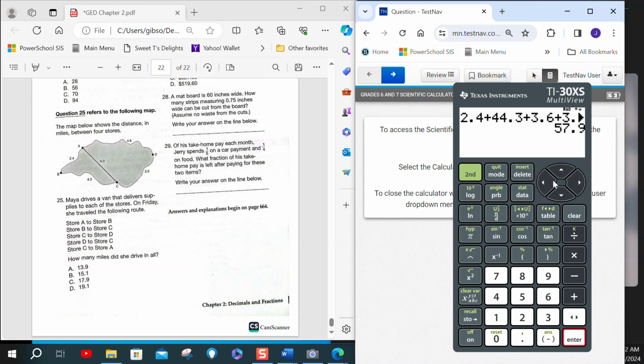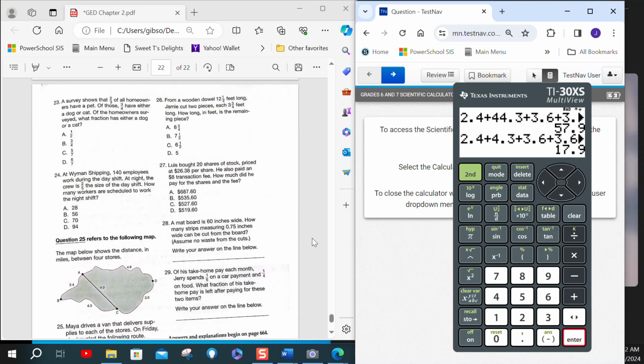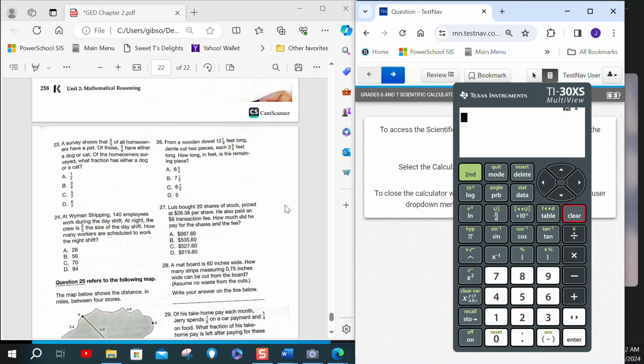Wait a minute, I must have, oh, okay. There was a little error here. Bring this back down here. Okay, I don't know why, but sometimes it doubles the number. So this should have been 17.9, which is C. So 17.9 is the answer. Now we go to 26.